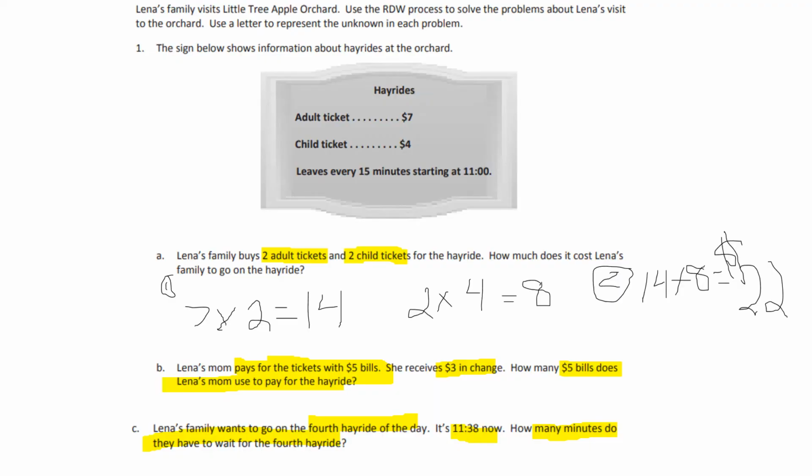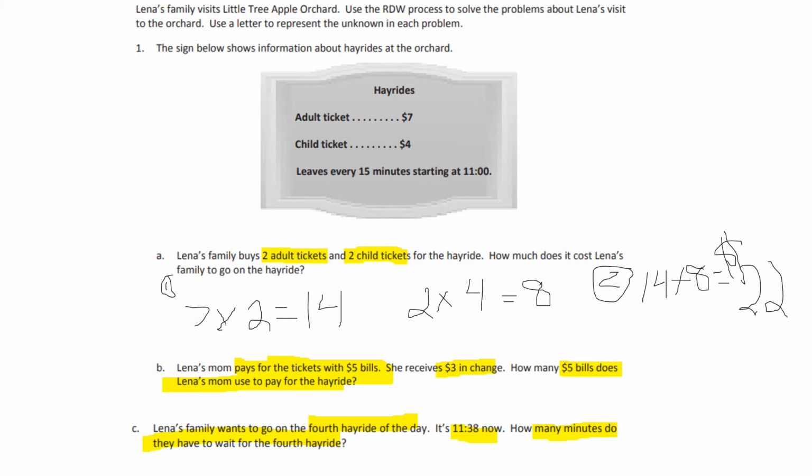So for these problems now, we're going to be doing a lot of word problems. And here you can see I started doing them. And these are not just any word problems, they are multi-step word problems. So this first one says, Lena's family visits Little Tree Apple Orchard. Use this process to solve the problems about Lena's visit to the orchard. So you can use the read, draw, write, and use a letter to represent the unknown in each problem.